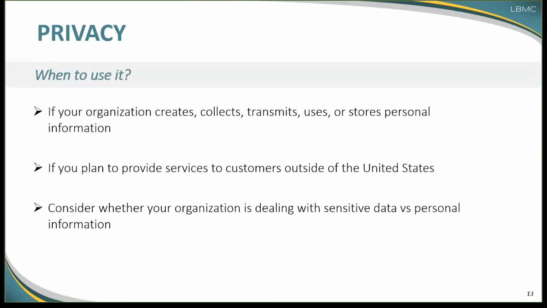The Privacy Trust Services criteria should be considered for inclusion in the SOC 2 report if your organization is involved in the creation, collection, transmission, use, or retention of personal information. You may also want to consider including privacy if you provide any services to customers outside of the United States, as other countries tend to have very specific privacy laws and regulations and are generally more stringent with these types of requirements than we currently are in the US.